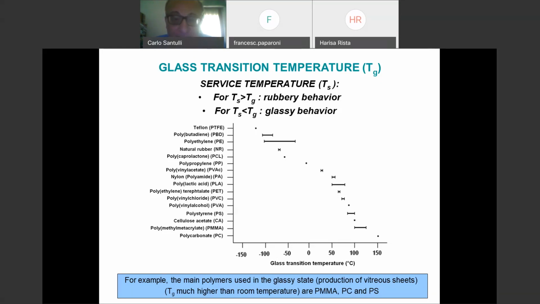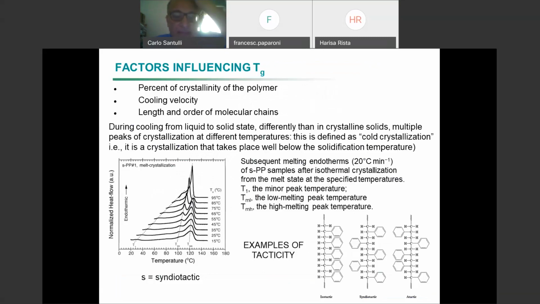So how to determine in practice the glass transition temperature? There are some factors which influence the glass transition temperature. Of course, time. So we might have cooling velocity, which influences a lot the glass transition temperature. Also because in this graph you see to the left, we have something which we call the cold crystallization.